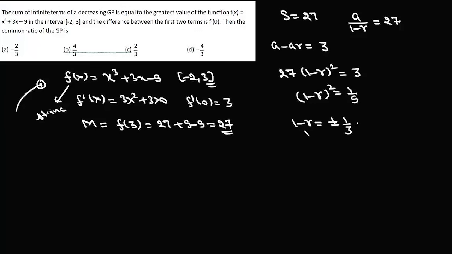If we take this minus sign, we'll get a value of r which is greater than 1, then it will become an increasing GP. We need a decreasing GP, so we'll take the plus sign. So the value of r will be 1 minus 1 by 3, which is simply 2 by 3, and that's your option C.